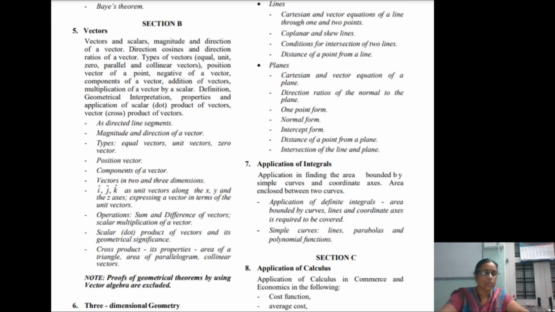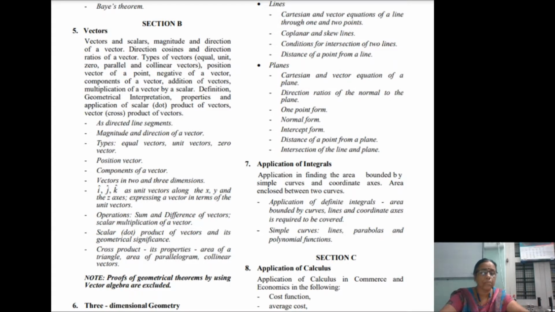So, point number 1, we have to learn what is a vector as a directed line segment. Second, the magnitude and direction of a vector. Thirdly, the different types of vectors. There are many types of vectors, but here we focus only on equal vectors, unit vectors, and zero vector. Then we have to learn what is a position vector. That's an important point. And also the components of a vector.